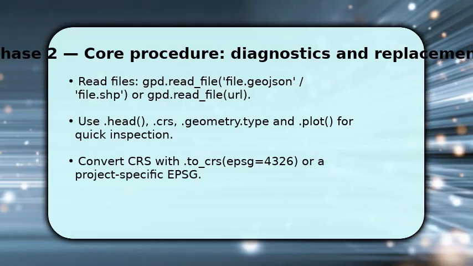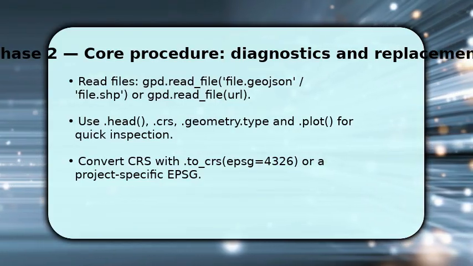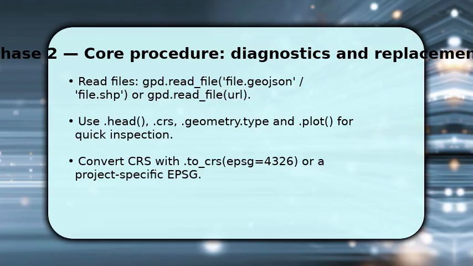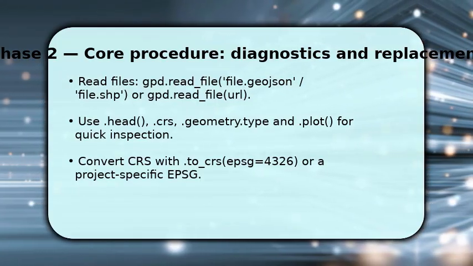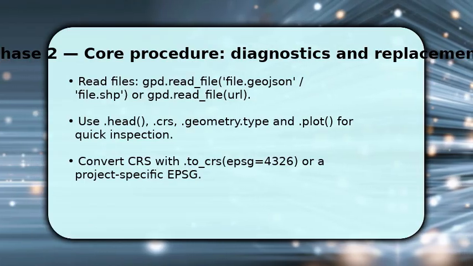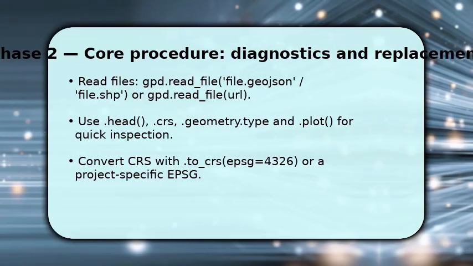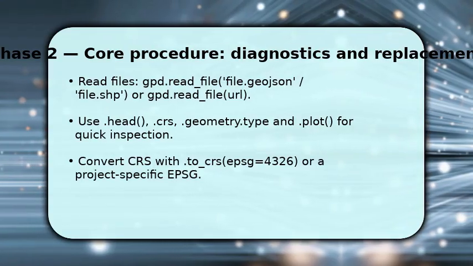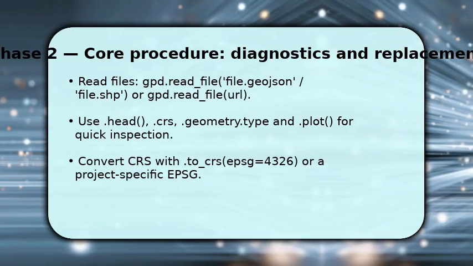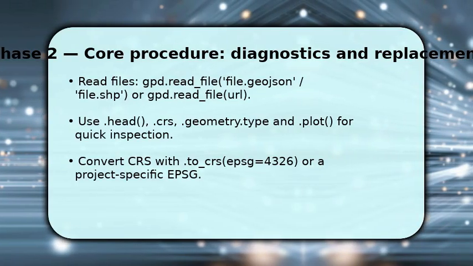Read a shapefile or GeoJSON with GPD.read_file and assign to a GeoDataFrame, then call head and info to view columns. Check CRS to see projection and inspect geometry types with geometry.type so you know if you have points, lines, or polygons. If projections differ, use to_crs to standardize.